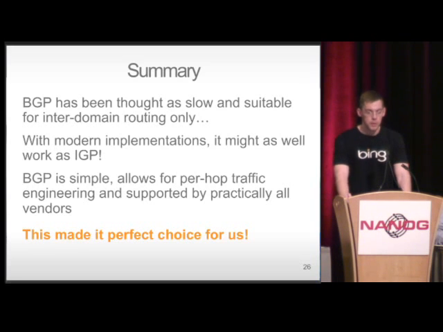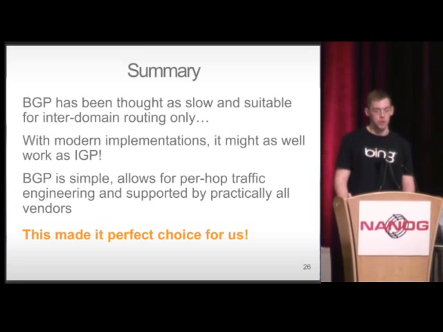All right, so the quick summary. Traditional perception of BGP was that BGP is only suitable for large-scale deployments and internet routing. But what we found out is that in the data center, it works perfectly as an IGP, a single protocol for all routing problems. So BGP is simple enough. It supports per-hop traffic engineering, and it's implemented and supported by basically all vendors we know. And so this all together made this protocol probably the best choice for us. And this is why we're using it in our data centers.